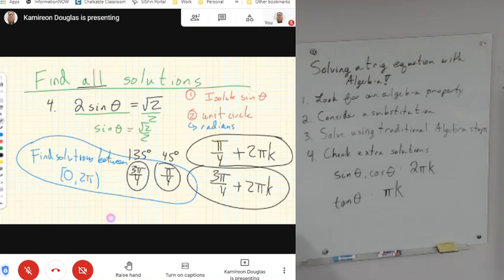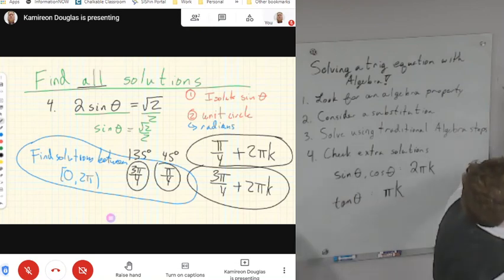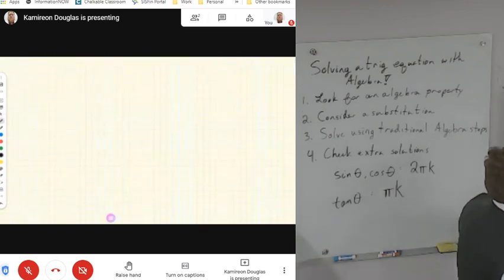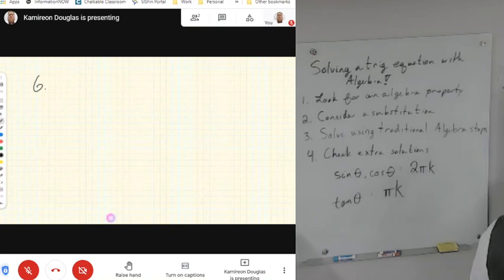Here we go again. So number 6. Very similar problem. This time, find all solutions.